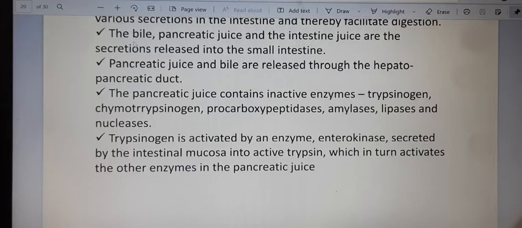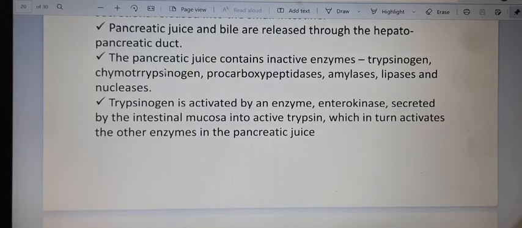Then the function of bile: bile, pancreatic juice and intestinal juice are secretions released into the small intestine. Pancreatic juice and bile are released through the hepatopancreatic duct. We have seen just now in the diagram. The pancreatic juice contains inactive enzymes trypsinogen, chymotrypsinogen, procarboxypeptidases, amylases, lipases, and nucleases.